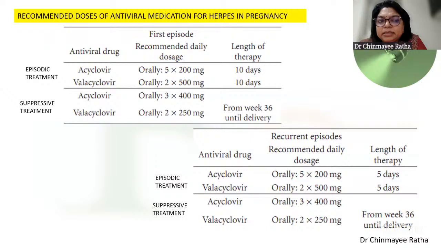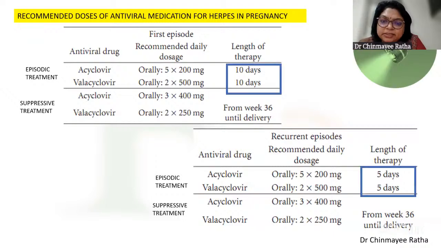So this is the recommended treatment for herpes simplex in pregnancy. If it is a primary episode, then you give an episodic treatment for 10 days, and 36 weeks onwards, you give acyclovir or valacyclovir as a suppressive treatment. If it is a recurrent episode, then you give an episodic treatment only for 5 days and the suppressive treatment remains the same. So you have acyclovir or valacyclovir as options. The doses also are very much similar, but the duration of treatment for primary is about 10 days initially and then suppressive treatment from 36 weeks. For secondary it is 5 days initially and suppressive treatment after 36 weeks.